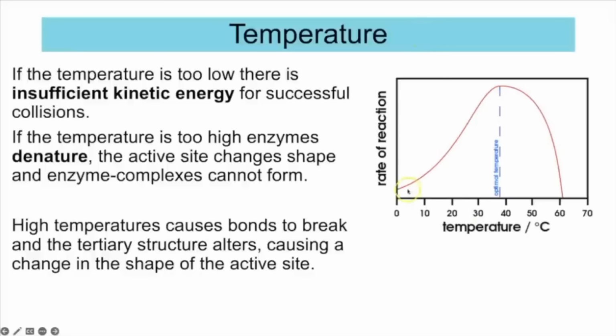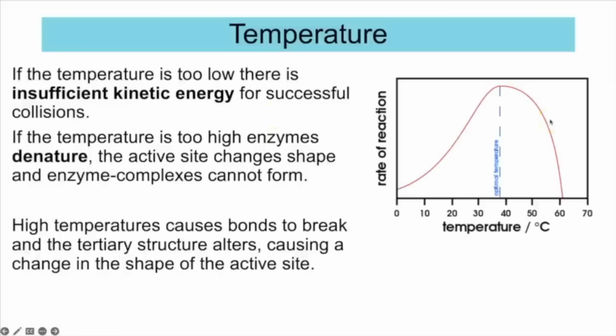So if we start with temperature, we can see this particular shape curve. There is an increase in rate with temperature. We reach our optimum, and then there is a sudden decrease in rate at higher temperatures. And the explanation for this is at lower temperatures there is less kinetic energy, and therefore you are less likely to have a successful collision between the enzyme and the substrate.